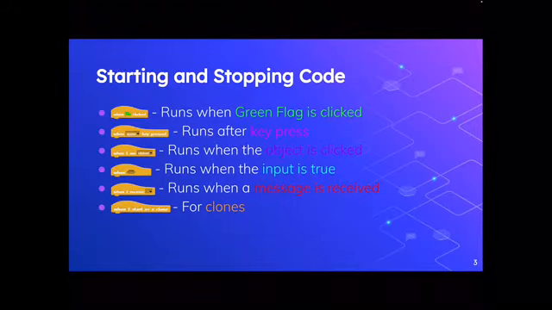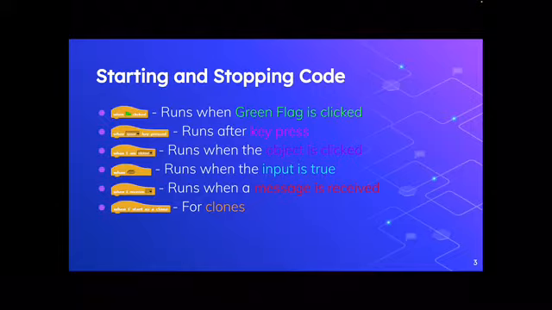So first of all, let's go into starting and stopping code. There are many ways to start and stop code. So the first one is the when flag click button. So this runs when that green flag in the upper right corner of the snap page is clicked. So if you click that green flag, anything that is attached to a when green flag click block will start to run.